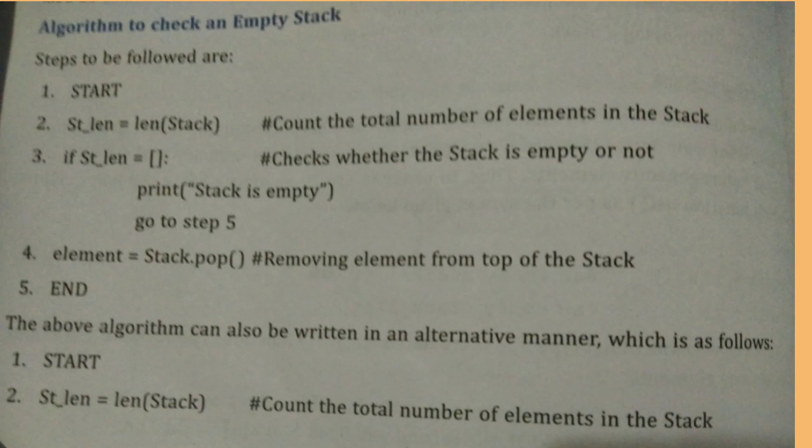Then, if stack length equal to empty square brackets, what is its meaning? Check whether the stack is empty or not. If the stack is empty, print stack is empty. Go to step 5, which means end. Otherwise, if the stack is not empty, it will move to the fourth step, element equal to stack dot pop, which means removing the element from the top of the stack.